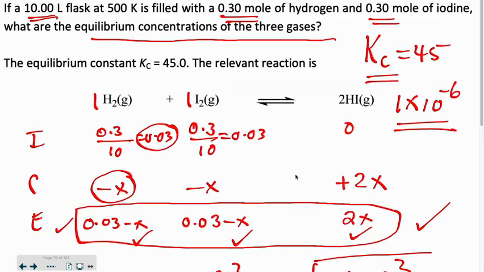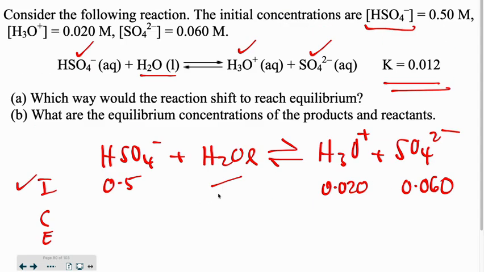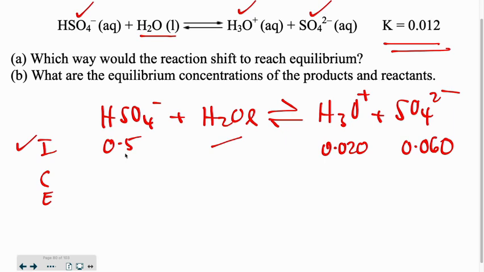Let's go back and take a quick look at our situation here. So let's say we were looking at this. Here, my initial concentration was 1.5, 3.5, and this was 0. And I put in my negative x and negative 3x and positive 2x here. Well, the negative is always associated with the reactant, because the concentration of the reactant is decreasing. Now, what am I going to do in this situation? Here, I have a reactant, but I also have two other reactants.